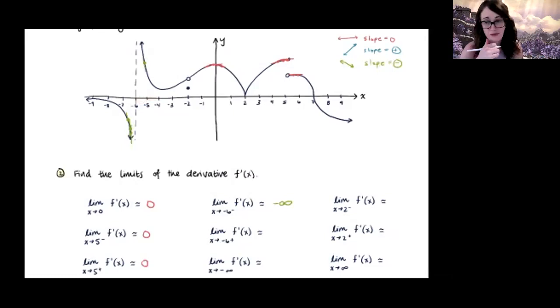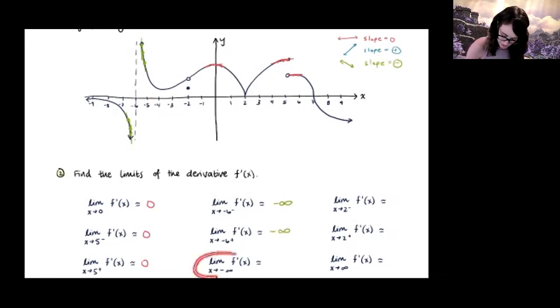That goes down from left to right. That has negative slope. As we get closer to -6, it's really kind of hard to draw these in. We're still going down from left to right, it still has negative slope, but it's steeper as we get closer to -6. So it'll be a larger negative number, larger in absolute value. Right? As we get closer to -6 even more, it'll become steeper and steeper and steeper. And so again, this is going to be negative infinity.